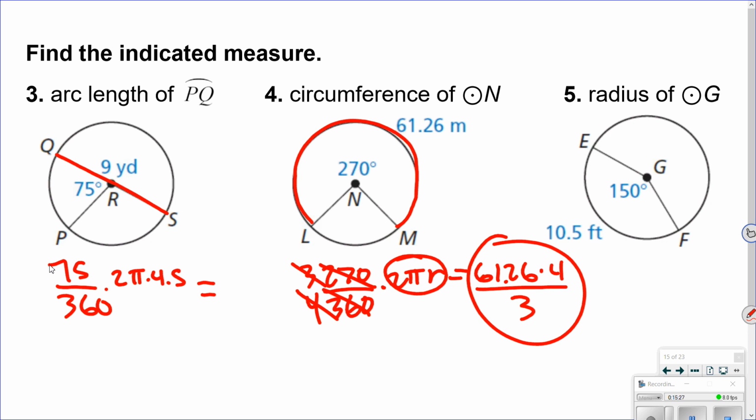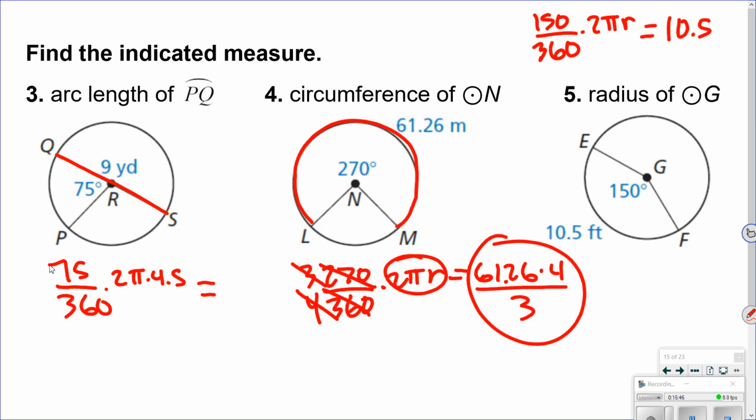Okay, number 5. So this is where it wants me to find the radius. So I'm going to take 150 over 360 times 2 pi r. I don't know what r is. And when I plug that all in there, the length of my arc comes out to be 10.5.